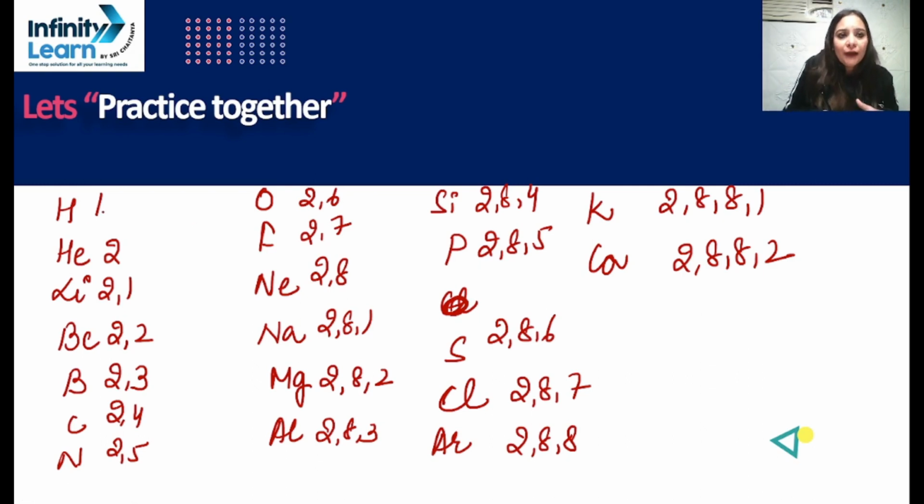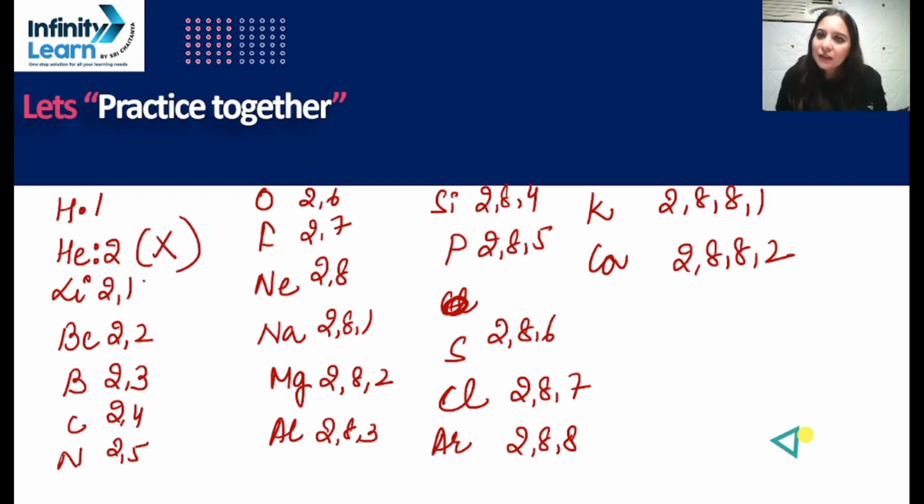So how will we show it? Hydrogen has 1 electron, I can show it by 1 dot. Helium has 2, I can show it by 2 dots. Otherwise, it doesn't participate in bond formation because it is inert, a noble gas. Lithium, I can show with 1 dot. Beryllium can be shown by 2 dots. Boron can be shown by 3 dots. Carbon can be shown by putting 4 dots like this. Nitrogen can be shown by putting dots like this, 5 dots.